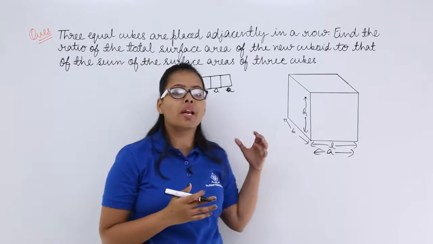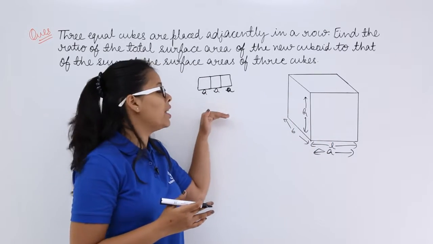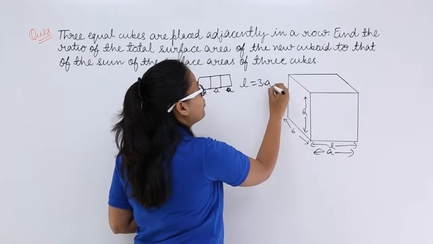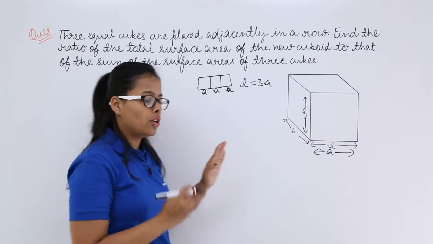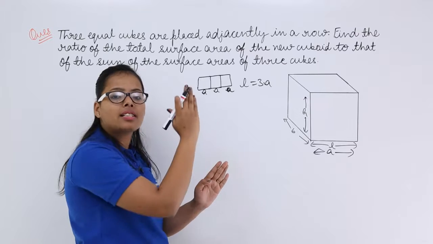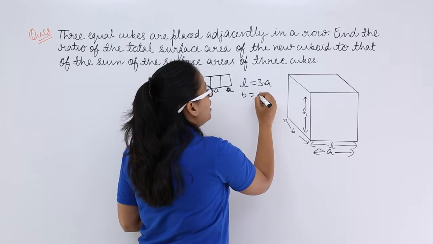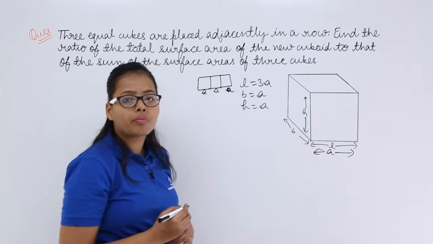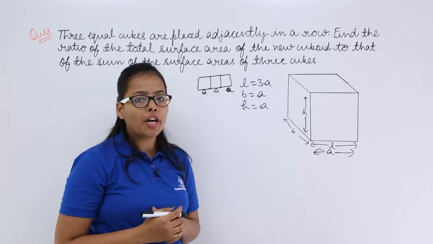You'll have to visualize this. We are placing them in a row, that's why their length is getting increased to 3a. And you can see here, as the boxes are like this, not like this, breadth will remain as it is, as well as height. So here b will be a and h will be a. Now tell me, what will be the total surface area of this cuboid?